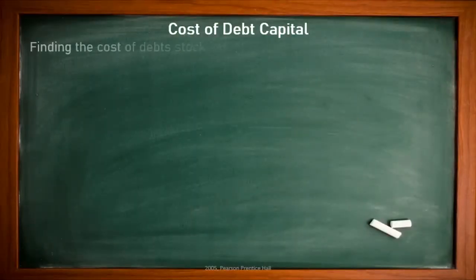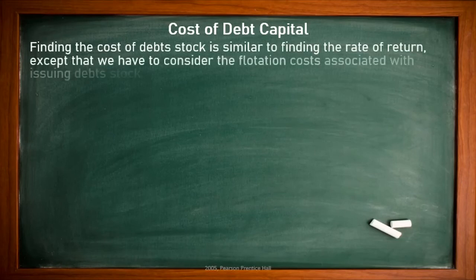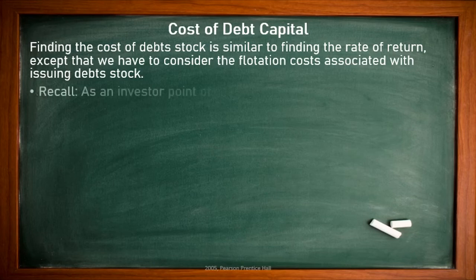So, cost of debt capital. Finding the cost of debt is similar to finding the required rate of return, except that we have to consider the flotation cost associated with issuing the debt. It means when we are comparing the required rate of return and the cost of capital, it is a similar calculation. The only difference is the flotation cost. When we are calculating the required rate of return, we are not considering the flotation cost, meaning the issuing cost. But here we will consider the flotation cost as well.